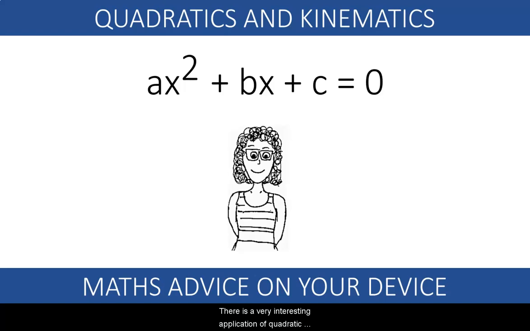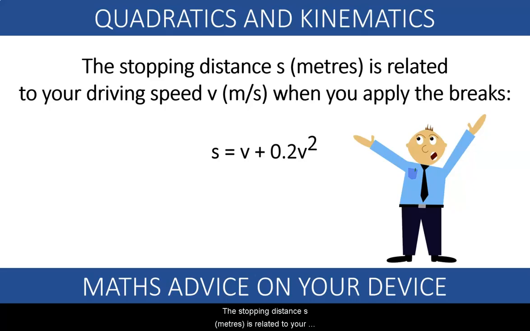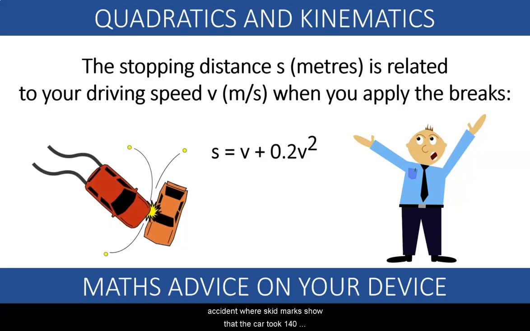There is a very interesting application of quadratic equations in kinematics that police use to investigate accidents. The stopping distance, s, in meters is related to your driving speed, v, in meters per second, when you apply the brakes, as s equals v plus 0.2 times v squared. Police investigates a car accident where the skid marks show that the car took 140 meters to stop.